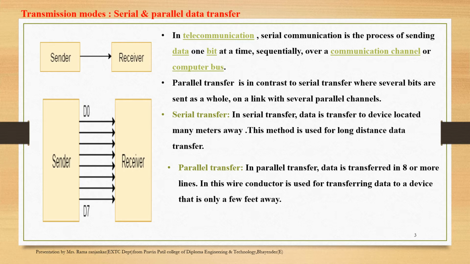Another method is parallel transfer. This is in contrast to serial communication. In this, several bits are sent as a whole on a link with several parallel channels. In parallel transfer, data is transferred on 8 or more lines. In this, a wire conductor is used for transferring data to a device that is only a few feet away.